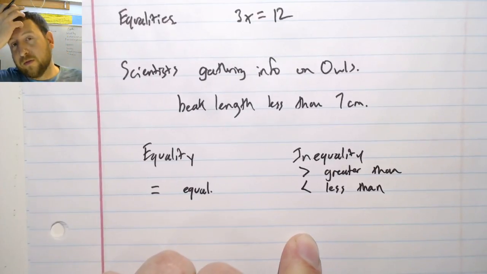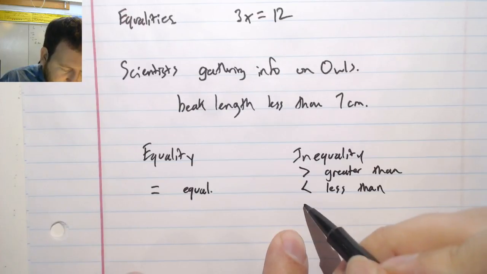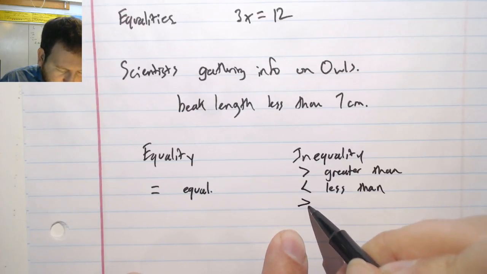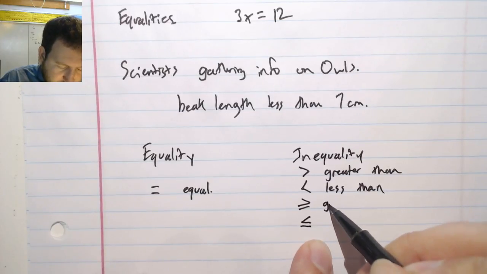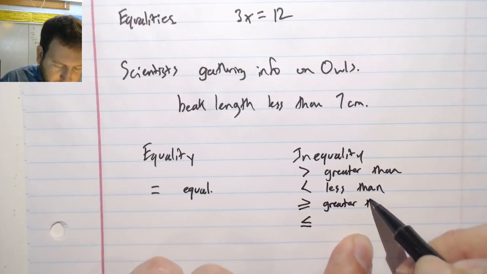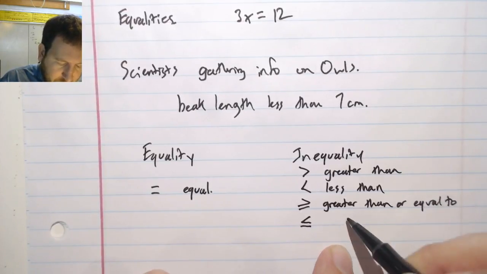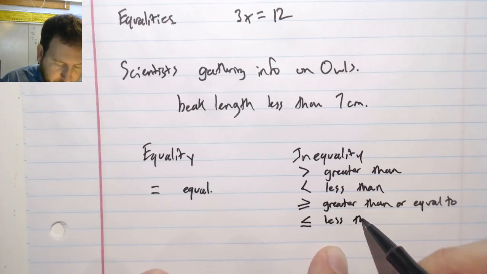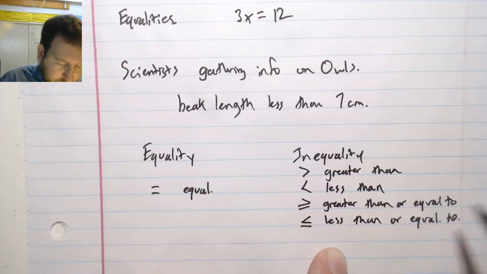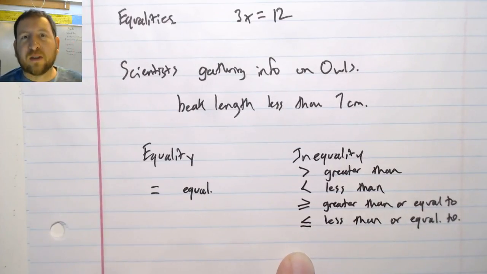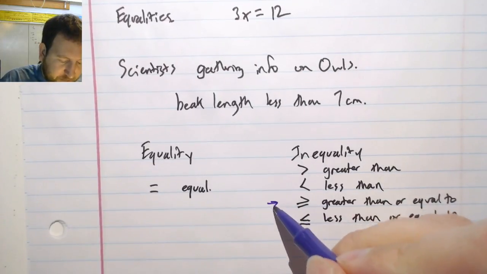And we also have these 2 new ones. Well, they might be new, they might not be. We're going to use this symbol and this symbol. And this is greater than or equal to. And this is less than or equal to. Kind of think of it like there's a little piece of that equal sign that carries over into the symbol, and that's how it gets to be that.